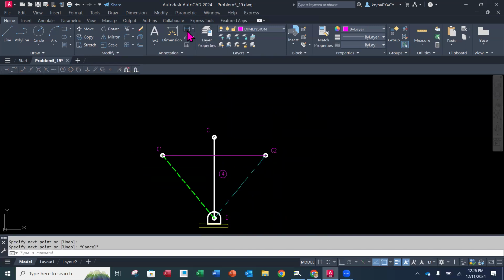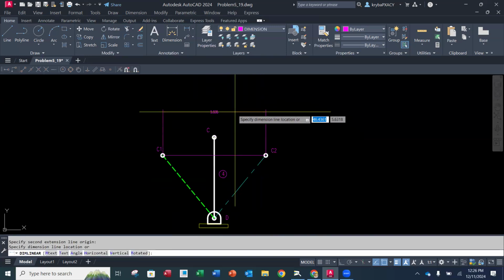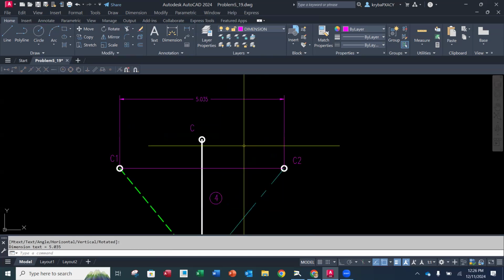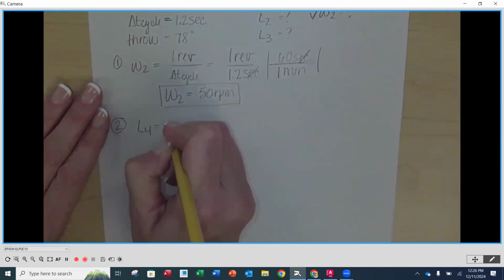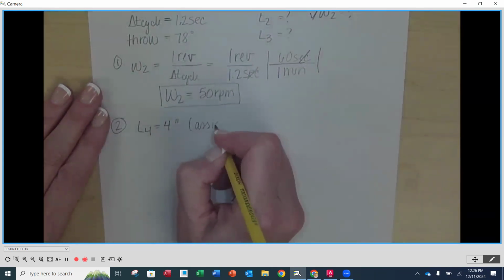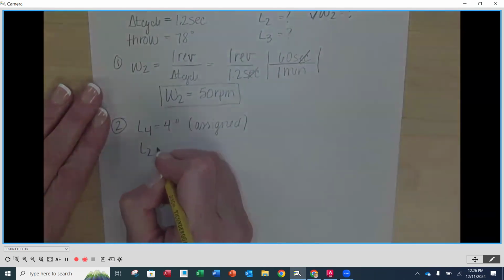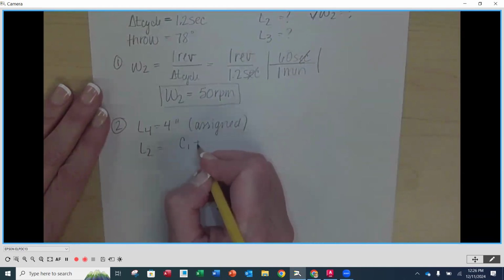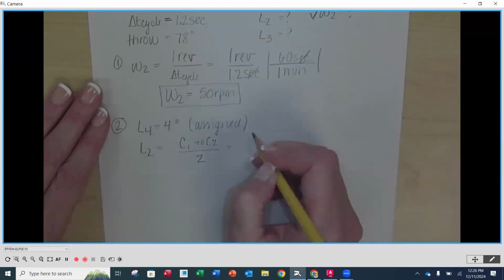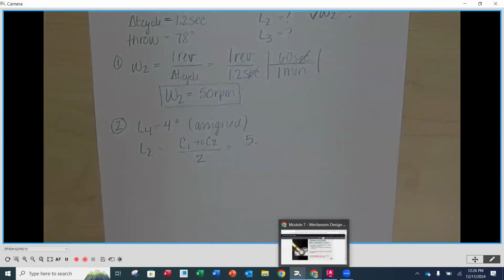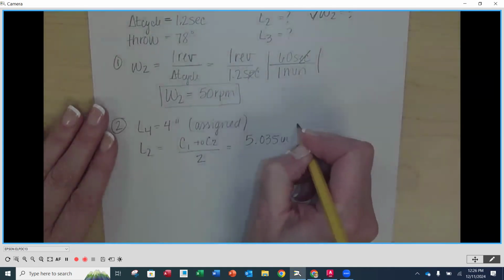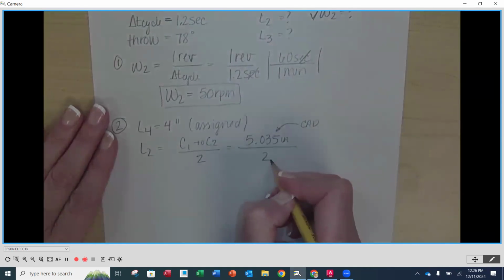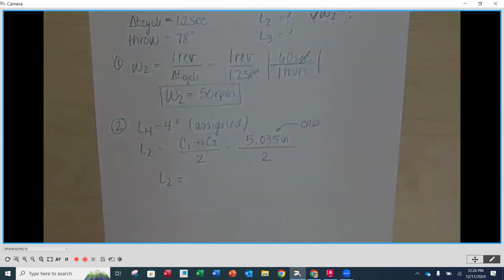So if I go back underneath here, I'm going to add a dimension between C1 and C2, and that distance is 5.035. So I'm going to write in here L4 is equal to 4 inches, because we assigned that. And then L2 is going to be equal to C1 to C2 divided by 2. And that we measured as 5.035 inches, and this is from CAD. I'm going to divide that by 2. And what do we get for our L2?